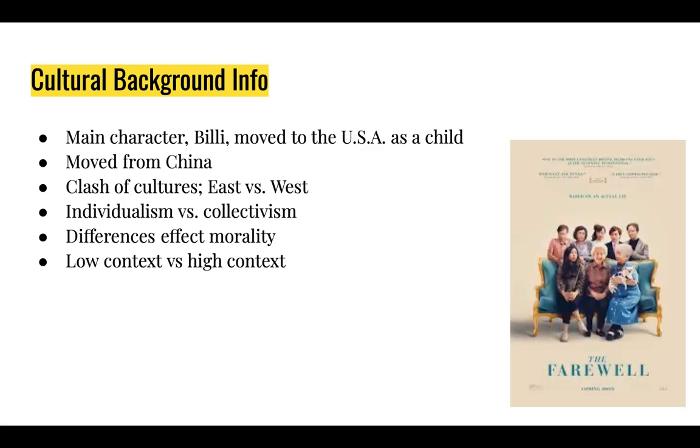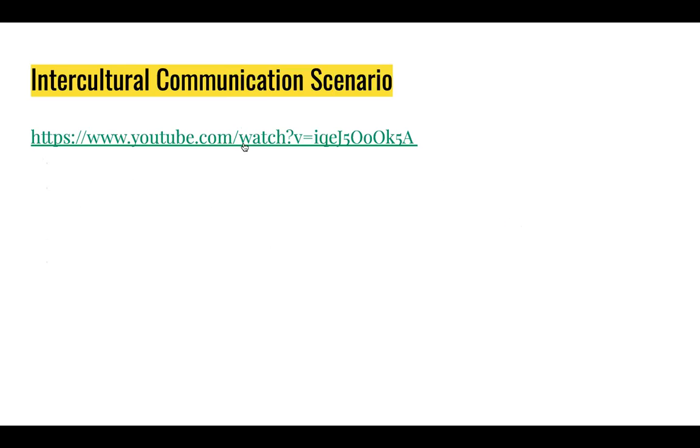Because of this, we start to see different values, beliefs, basically different cultures start to clash. Billy moved to the USA when she was 6, so she assimilated into US culture, whereas her family's from the East, which has a totally different set of cultural values and beliefs than the West. One of our examples shows how they communicate. It's an interaction between Billy, her father and her uncle, and basically they lay out the whole plot.